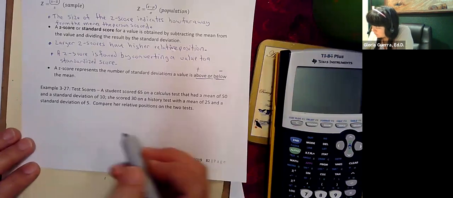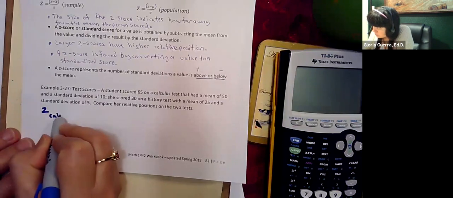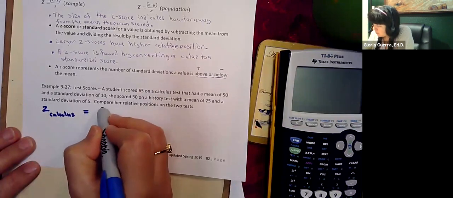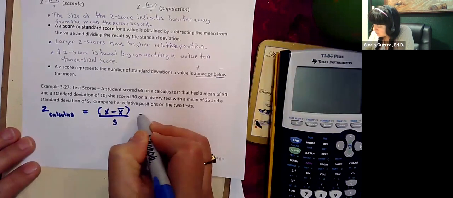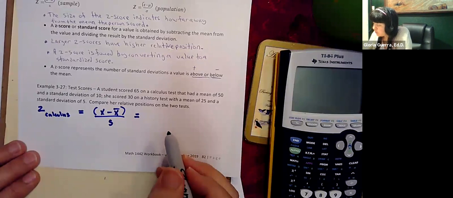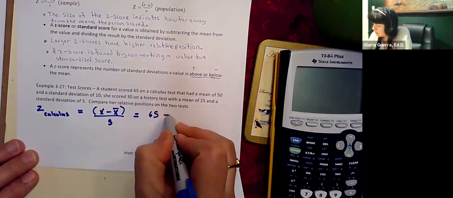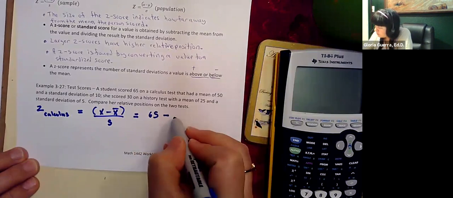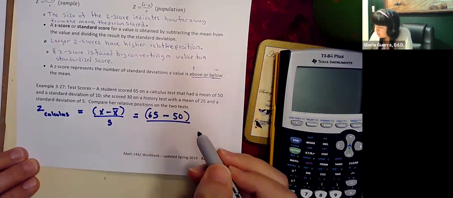Okay, so I have z for calculus, so do like a little subscript, and the formula is parenthesis x minus mean divided by s. Okay, so x is our data value. So a student scored a 65 on a calculus test. So that would be your data value minus, and x bar is the mean. So the mean is 50. Remember to put that in parentheses. And then the standard deviation was 10.